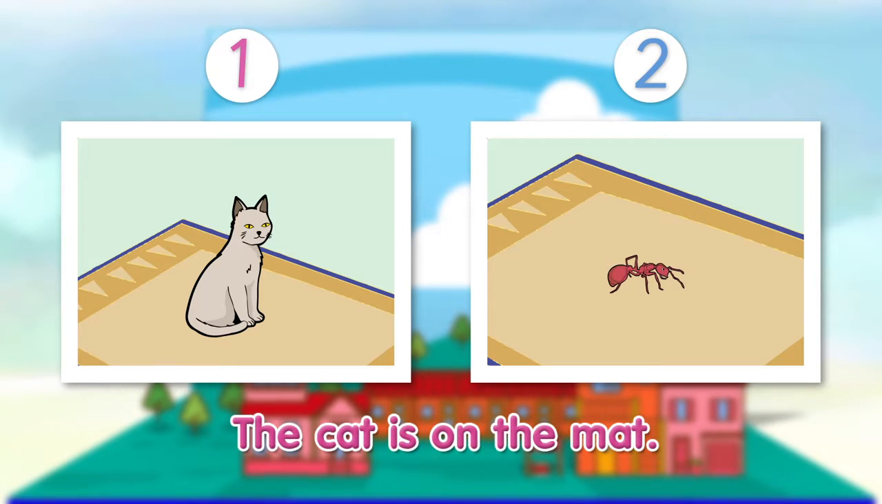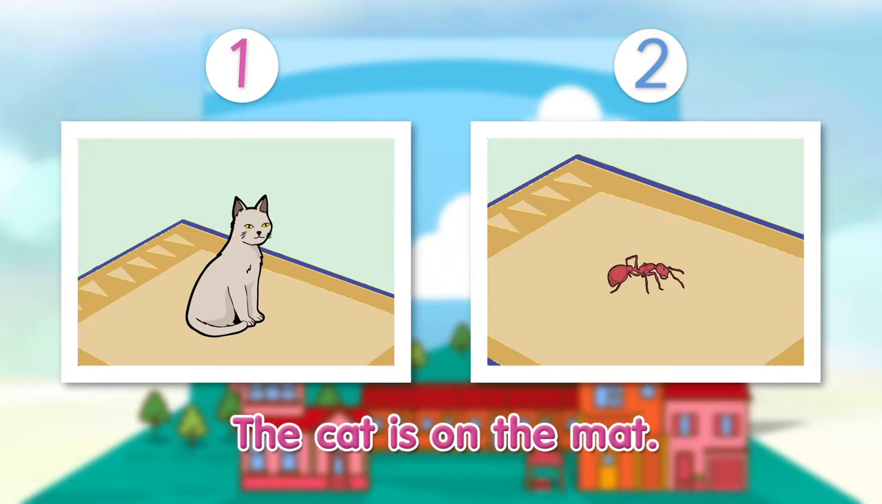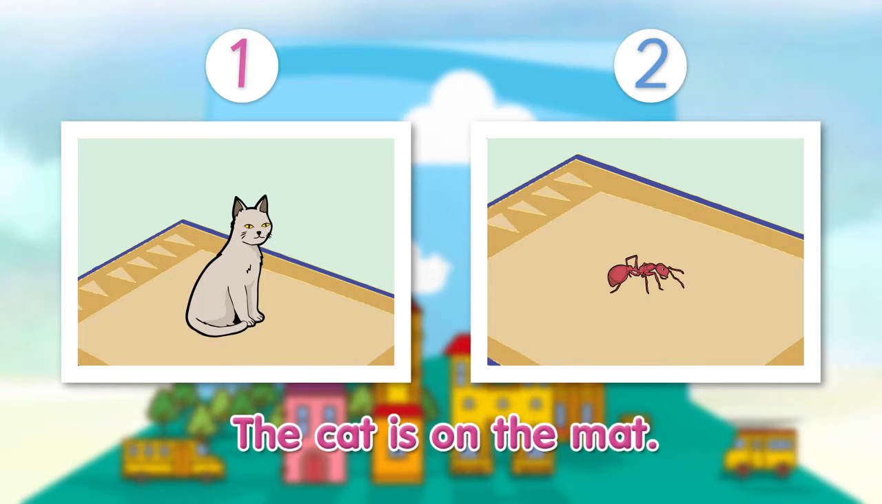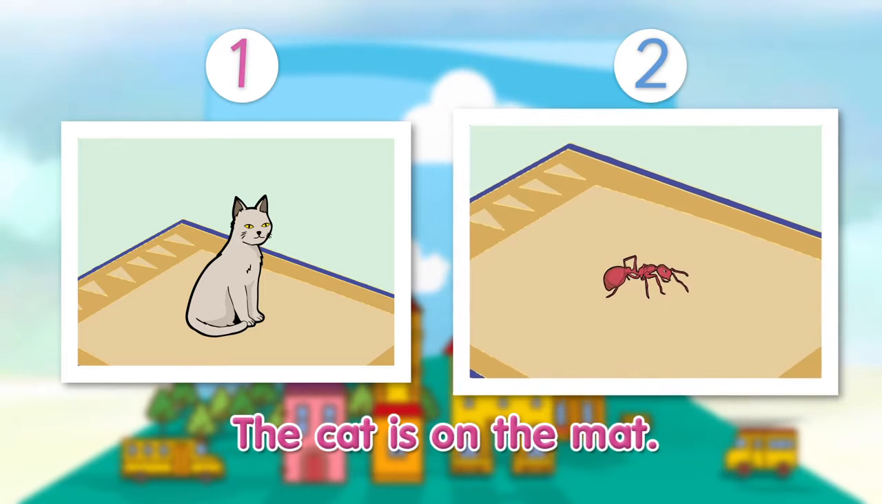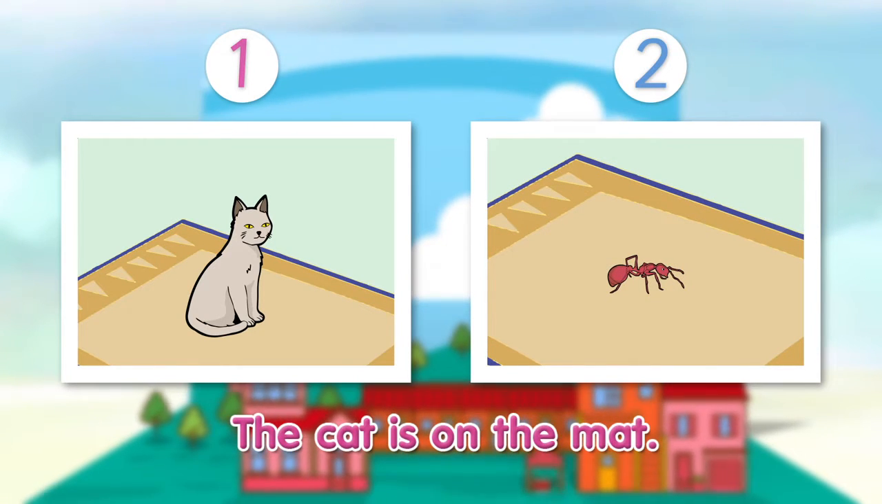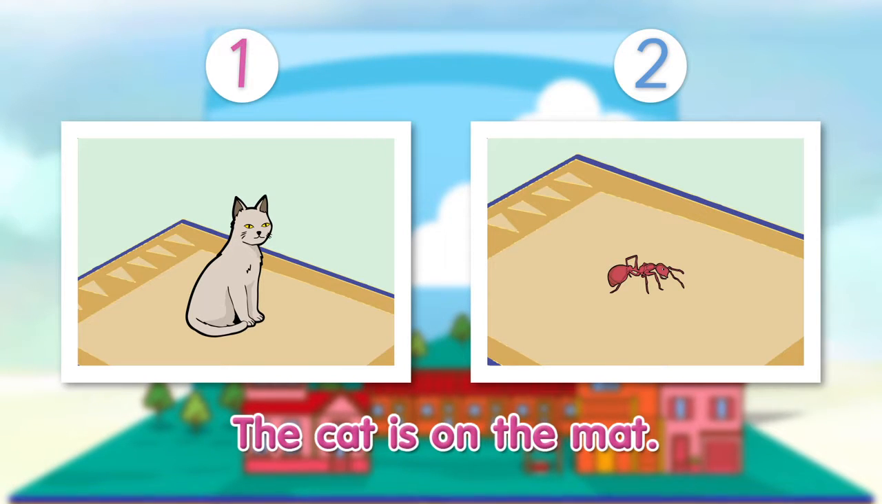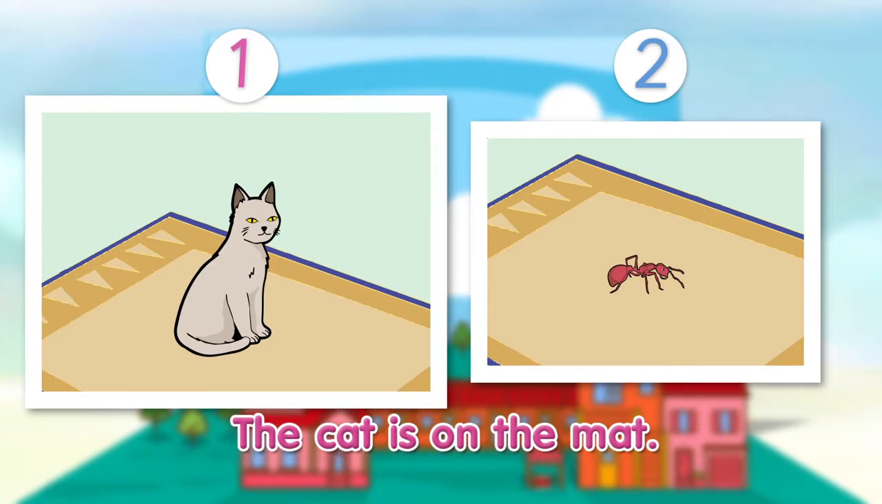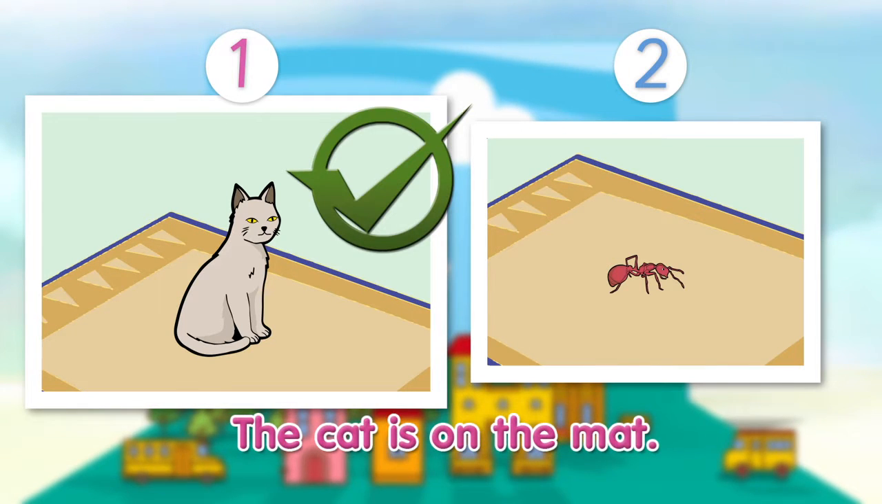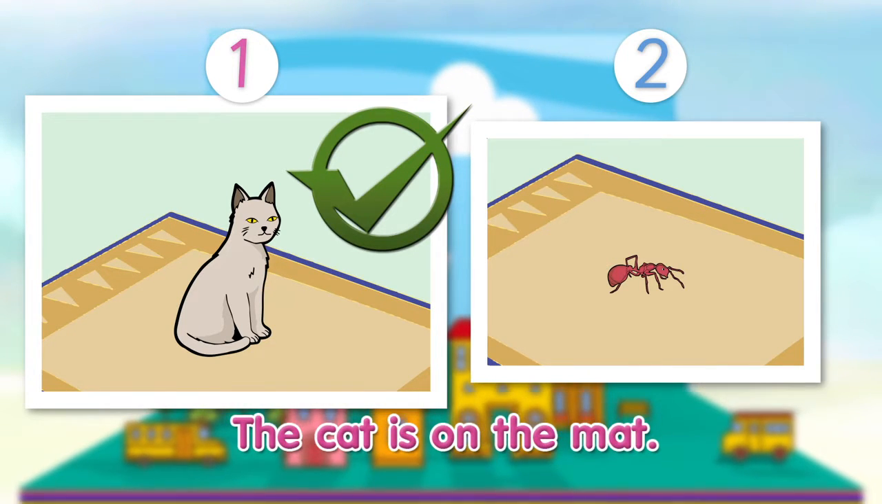The cat is on the mat. Do you think picture one or picture two? Did you say picture one? Excellent! Woohoo!